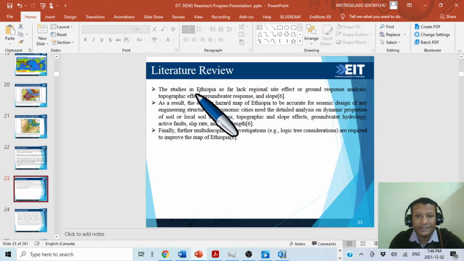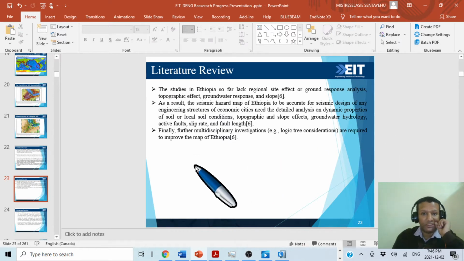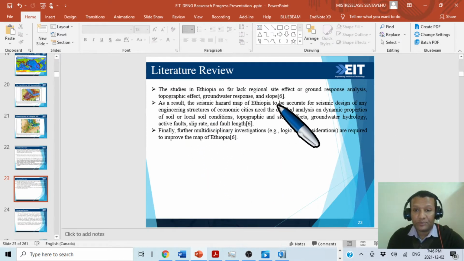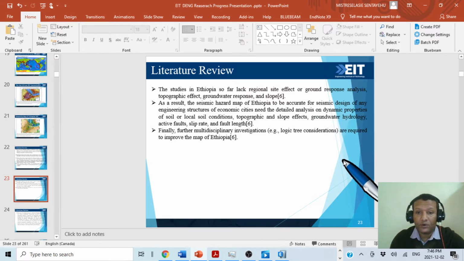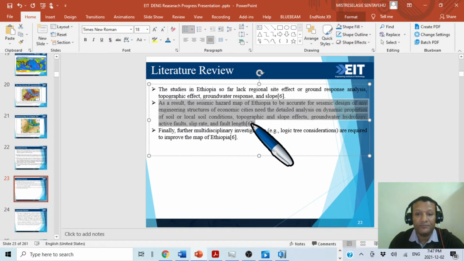Again, the studies in Ethiopia so far lack regional site effect or ground response analysis, topographic effects, groundwater response, and slope. This is for our seismic map generation. As a result, for the seismic hazard map of Ethiopia to be accurate for seismic design of any engineering structures or economic cities, it needs detailed analysis on dynamic property of soil or local soil conditions, topographic and slope effects, water hydrology, active faults, slip plates, and fault lengths. All this should be included in the design.